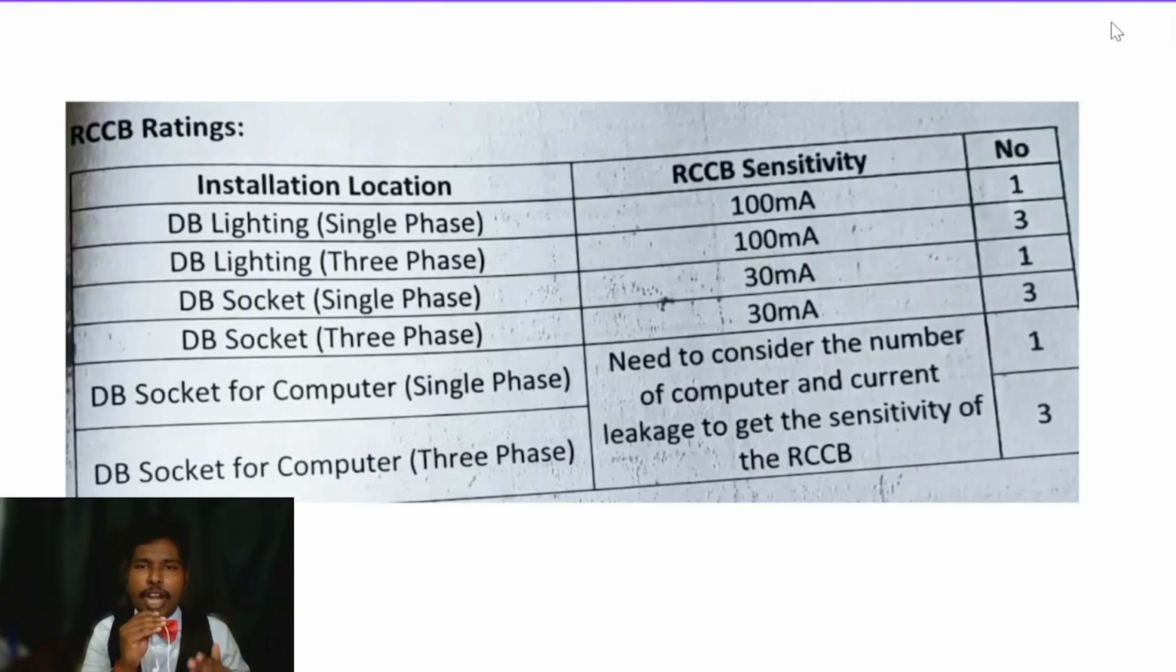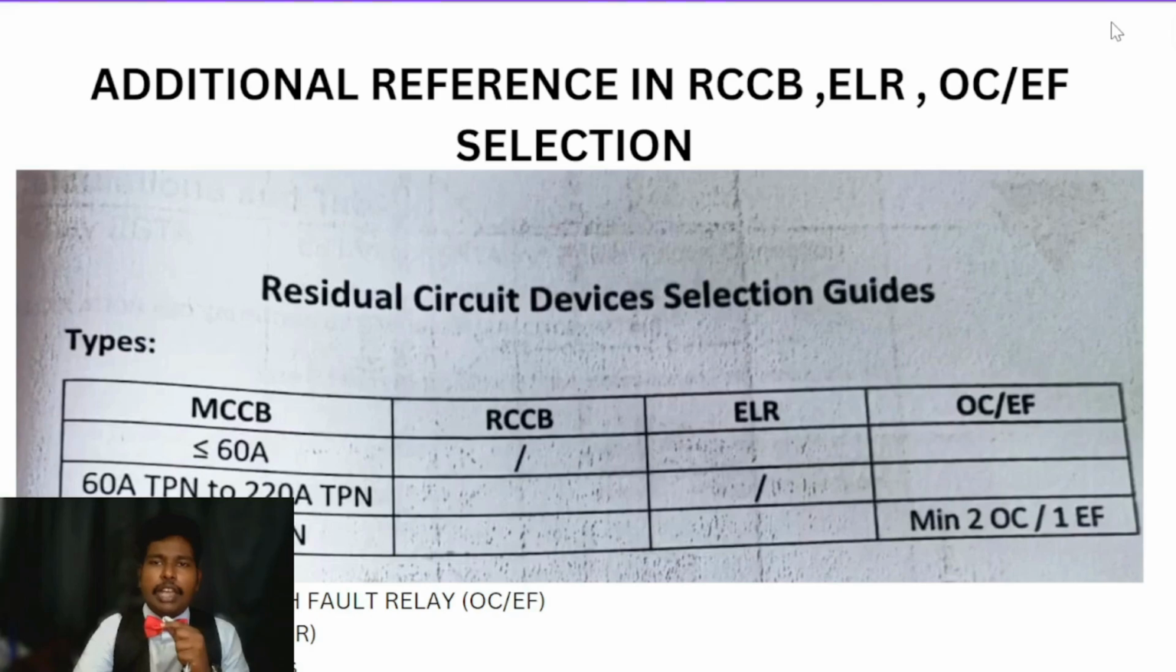Here they have provided the RCCB sensitivity according to the installation location. For example, for DB lighting or single phase, the RCCB sensitivity should be 100 milliamps. This is the additional reference for RCCB, ELR, or OCEF selection. What is OCEF? Overcurrent and earth fault relay. How about ELR? ELR is earth leakage relay.